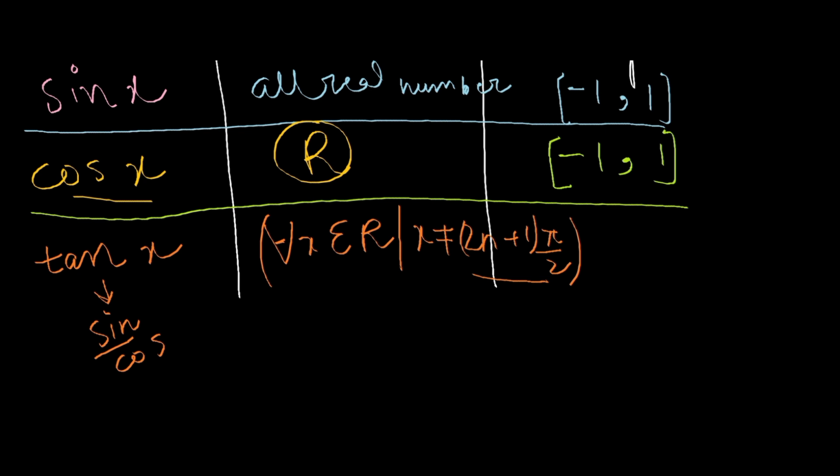Okay, we can't put this value in the tan function, because the tan function would be undefined, and we don't want a function to be undefined. So what is the range? The range is all real numbers. The output will always belong to real numbers. Okay, the range will always be real numbers.